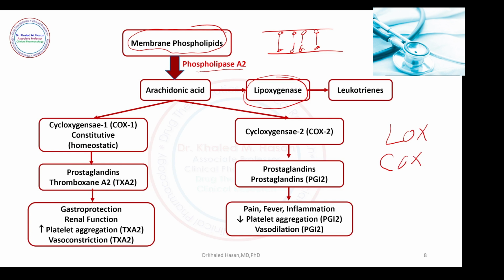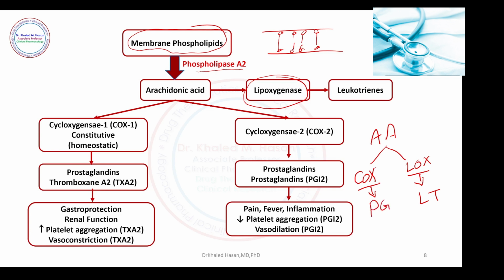So as you can see here, if we talk about arachidonic acid, we have two main pathways: lipooxygenase and another pathway called cyclooxygenase. Lipooxygenase is responsible for synthesis of leukotriene, and cyclooxygenase is responsible for synthesis of prostaglandin.